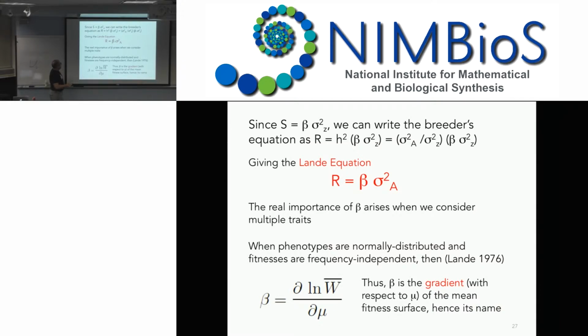So this is the Lande equation. R equals beta times the additive variation. This is basically rewriting the Breeder's equation. And what this basically gives you for a single trait is it says a trait will respond, A, if there's selection on it, and B, the amount of response will depend upon how much additive variation we have.